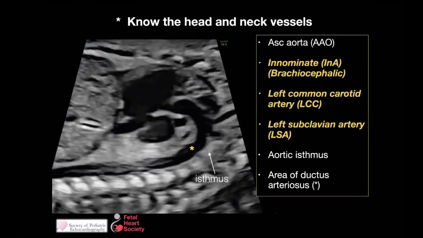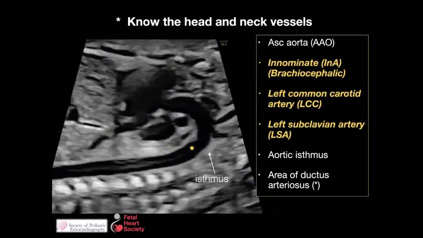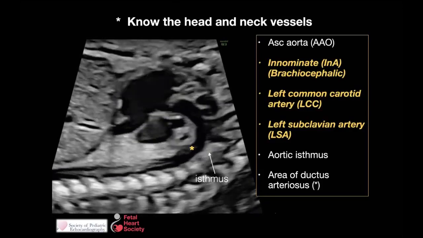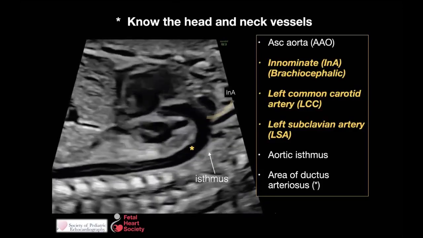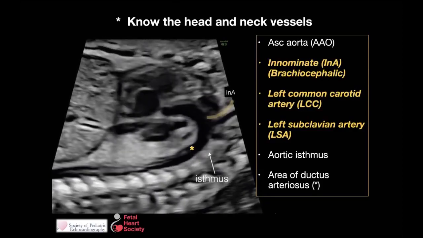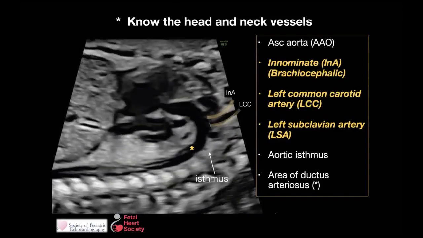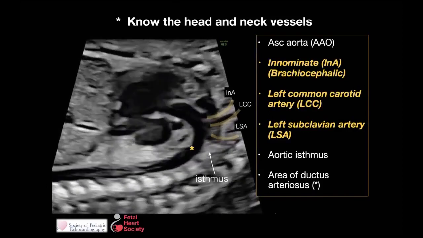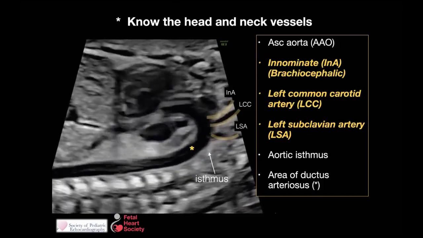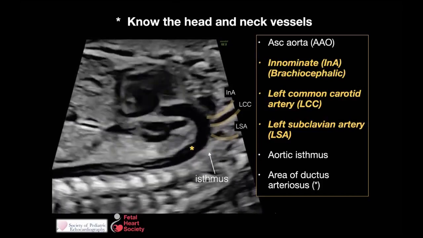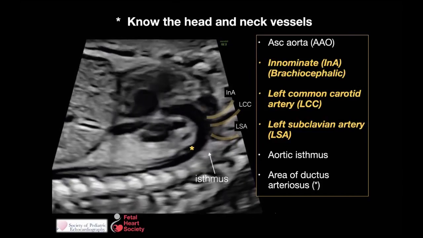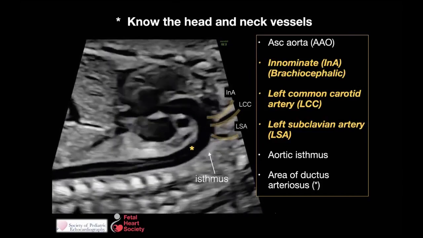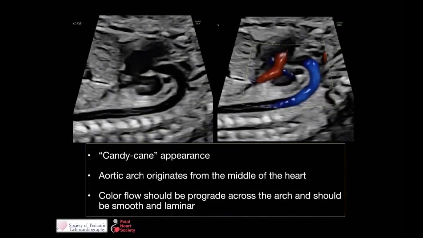It's very important to be familiar with the head and neck vessels. Here we have the ascending aorta. We also have the innominate artery, which is the brachiocephalic artery, the left common carotid artery, and the left subclavian artery. It's very important to be aware of these specific structures. The head and neck vessels are what differentiate this from the ductal arch. We also note the aortic isthmus and the area of the ductus arteriosus.